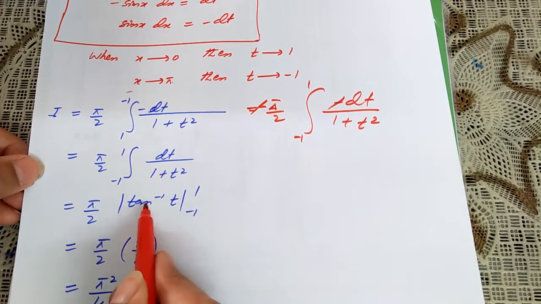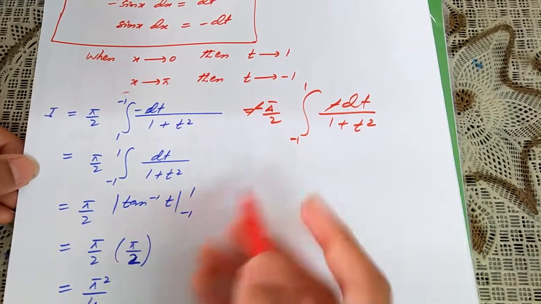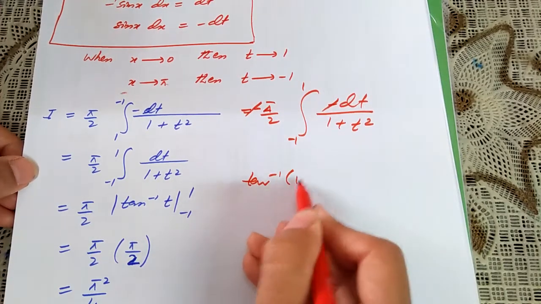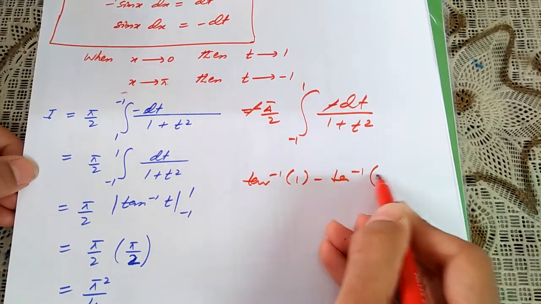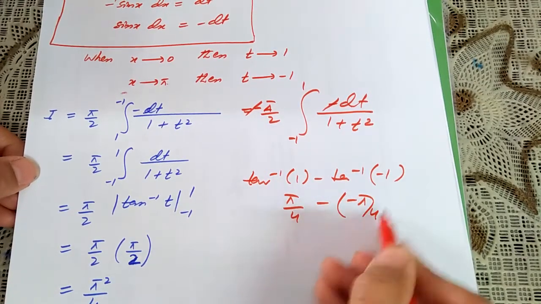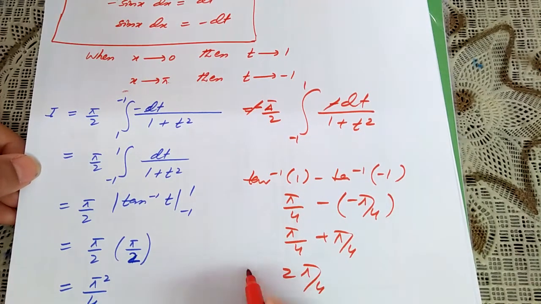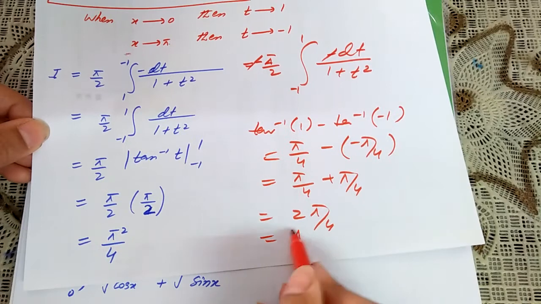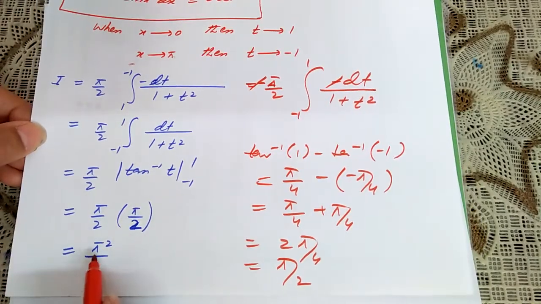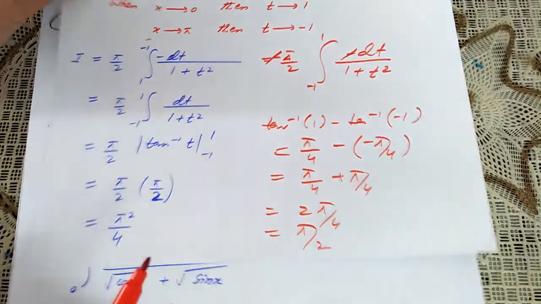This is the integration of tangent inverse of t from negative 1 to 1. Put the limits of integration here, you will get tangent inverse of 1 minus tangent inverse of minus 1. This is equal to pi by 4 minus pi by 4. So this will be pi by 4 plus pi by 4, 2 pi by 4. So it will be pi by 2 here. So pi by 2 into pi by 2 you will get pi square by 4. So you need to prove the same thing, that this integral is equal to pi square by 4. So it is proved here.